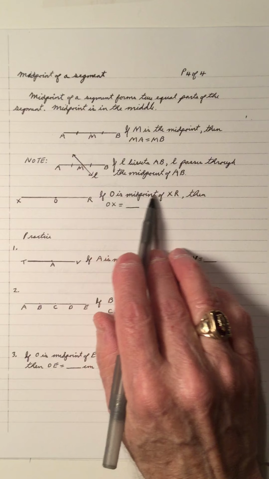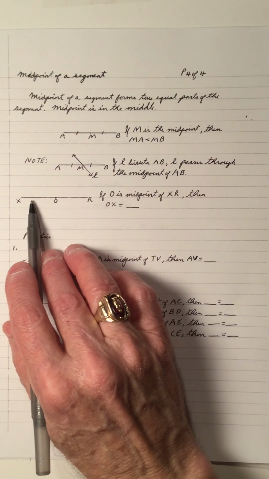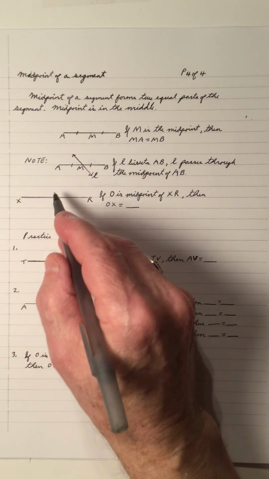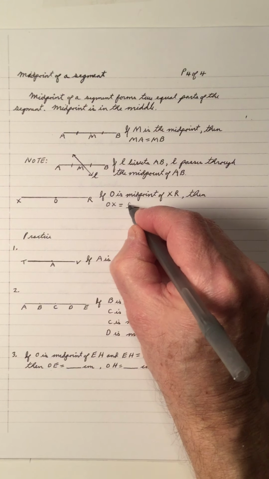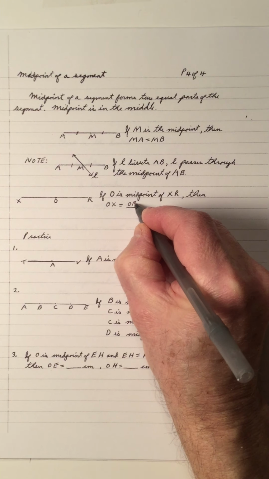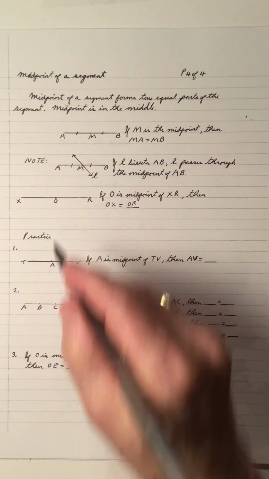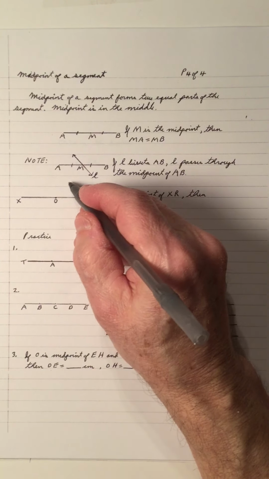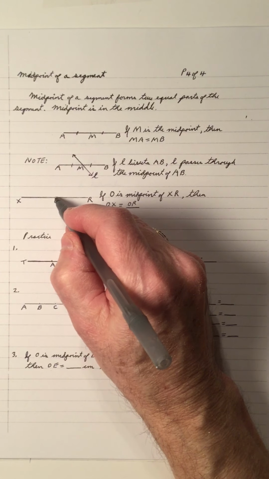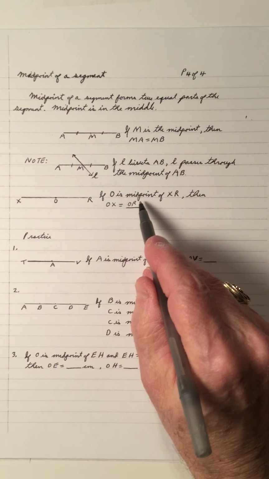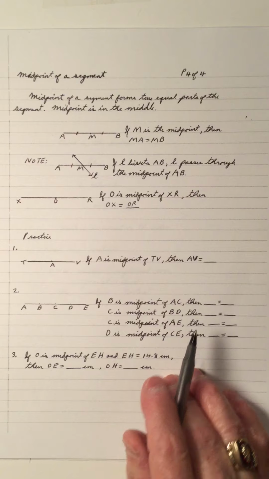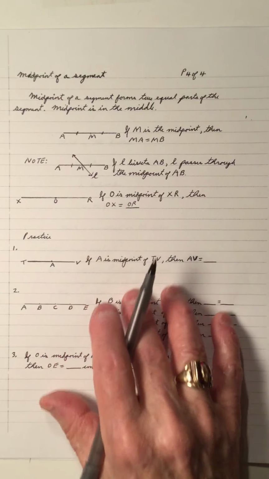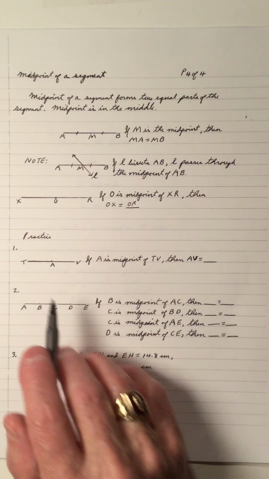And if O is the midpoint of XR, then OX equals OR because of the midpoint. Notice I don't have a line going through or a segment, so I can't say that bisects it. But that's a midpoint, we're told, so the segments are equal. Practice, pause your video, and work these out and press play when you're finished.